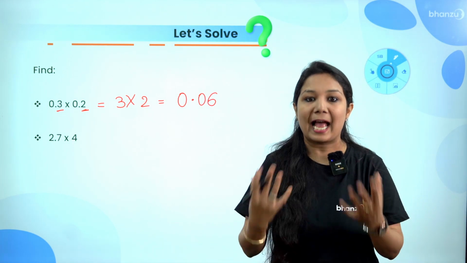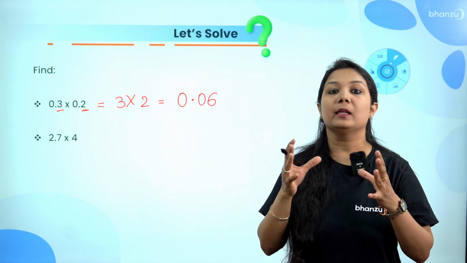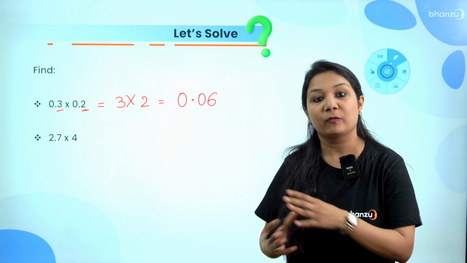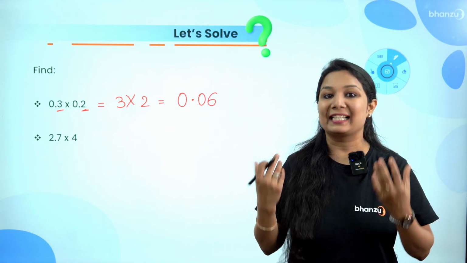So whenever we lack the number of digits for putting the decimal from the rightmost side, we add zeros.